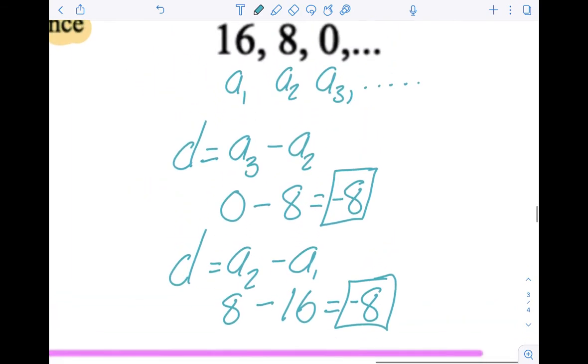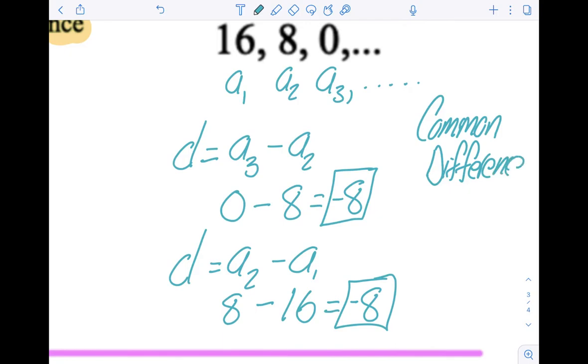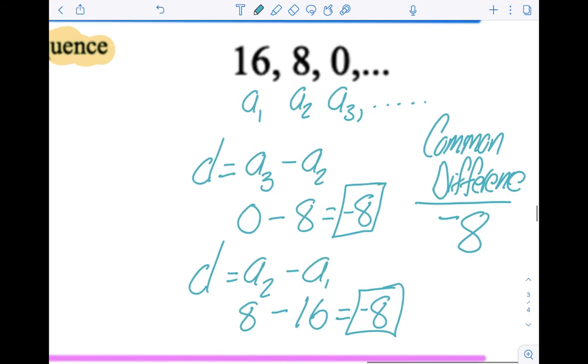Look at that. So our common difference is negative 8 on this example. Right? That means I have to add negative 8 every time. 16 plus negative 8 is 8. 8 plus negative 8 is 0. 0 plus negative 8 is negative 8. Negative 8 plus negative 8 is negative 16.